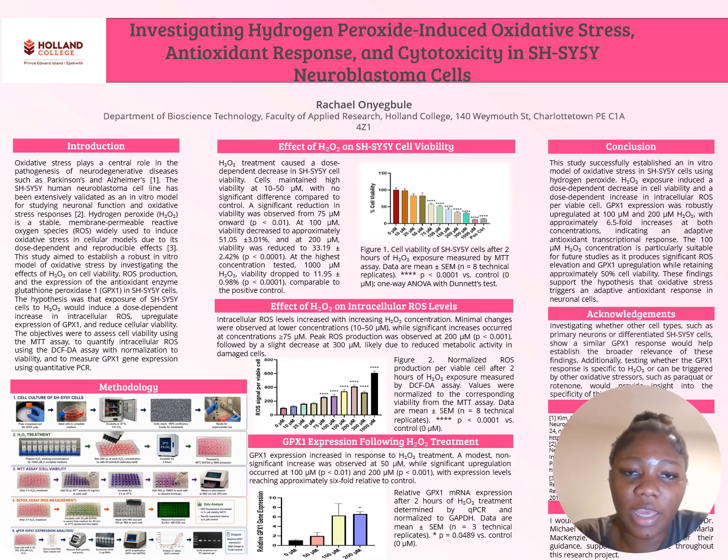The DCF-DA assay showed that intracellular ROS levels increased with increasing hydrogen peroxide concentration. After normalizing the ROS signal to cell viability to account for cell loss, I observed a progressive increase in ROS per viable cell. Significant increases were first observed at 75 micromolar, and peak ROS production occurred at 200 micromolar, reaching 410 compared to 100 in the control group.